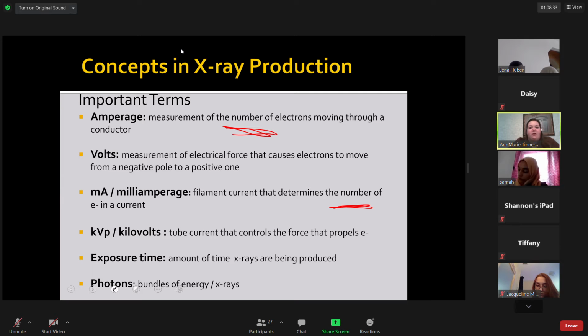Exposure time is the amount of time X-rays are being produced. And then your photons, we talked about that, that's bundles of energy, and it creates X-rays. What do photons originate as?